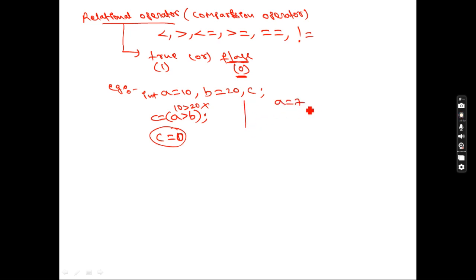Suppose in the same example, one more example I'm taking. If a is equal to 7 and b is equal to 3, if I compare a greater than b, now you tell me what it will give? It will give you 1. So what is the meaning of 1? 1 is indicating what? True.